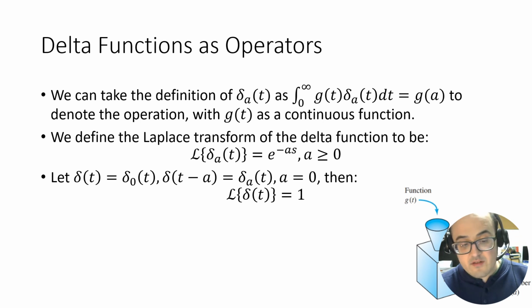The Laplace transform of delta sub a of t is equal to e to the negative as, with a greater than or equal to 0. And if we let delta of t be equal to delta sub 0 of t, and delta of t minus a be equal to delta sub a of t, with a being 0, then the Laplace transform of delta of t would just be the value of 1. And this picture here on the bottom just denotes that we put in some function g of t, and we spit out the definition there of that delta function.